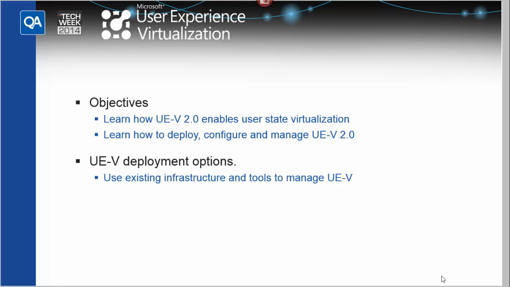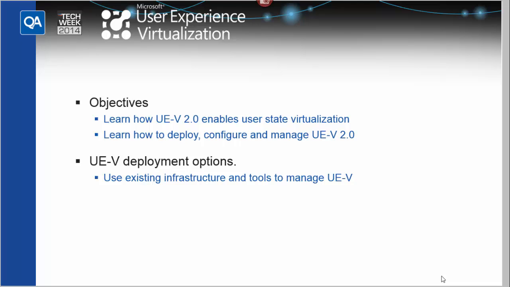UEV is very similar, I suppose, to roaming profiles in the fact that we can have user state following us around, but it's more encompassing than roaming profiles because it allows us to offer a more granular control over the amount of data that goes between a management server or a repository server for user state and the actual client itself. So we can be very specific about which registry keys and files we want to follow us around. Unlike roaming profiles where we get all or nothing.